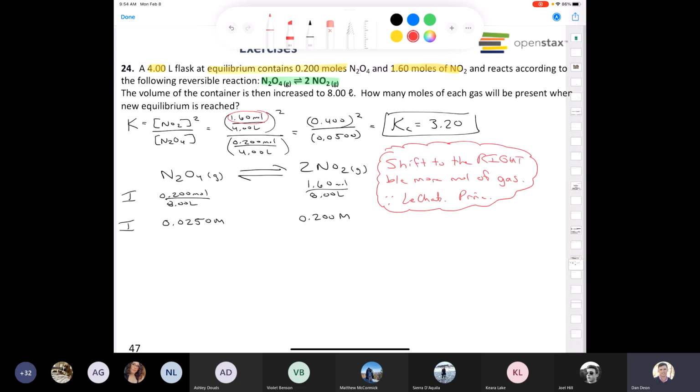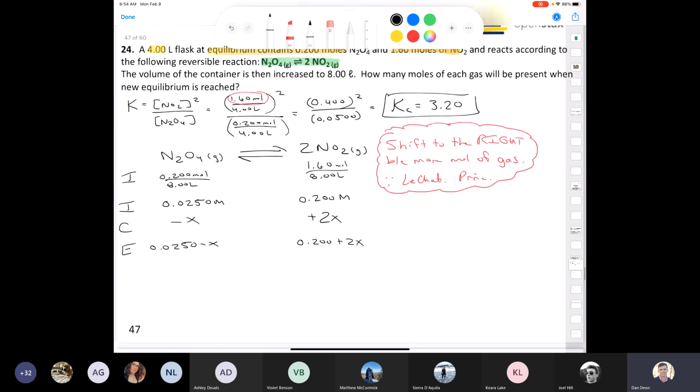All right, so that means if the equilibrium is going to shift to the right, then for our change, we can write plus 2x here, and minus x here. Now when we write our equilibrium, here we have 0.0250 minus x, and here we've got 0.200 plus 2x. Now all we have to do is solve for x to find the concentration at equilibrium. Kind of running out of space here, but I'll go for it.